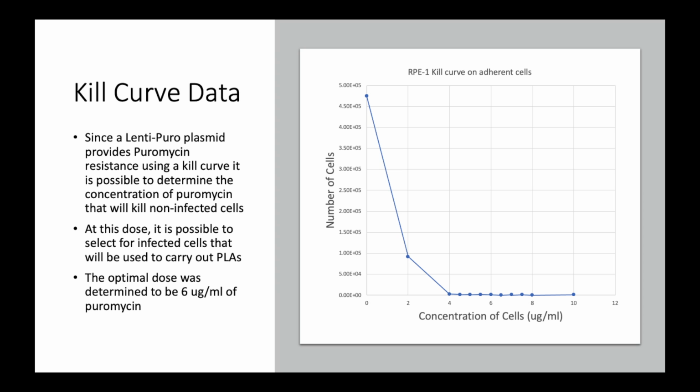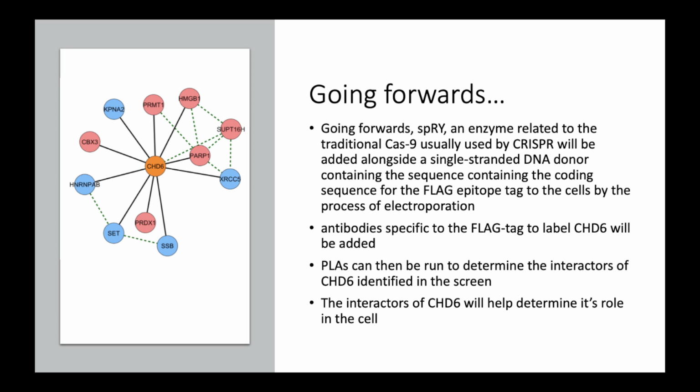At this dose, it is possible to select for infected cells that will be used to carry out PLAs. The optimal dose was determined to be from 4 to 6 micrograms per milliliter range of puromycin. And we opted to use a 6 microgram per milliliter dose, as there was more cell death at this higher dose. On this graph, it is hard to see, as the scale of the graph drops dramatically after puromycin was added. As of now, this is what has been accomplished so far.